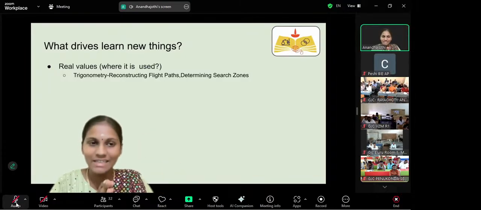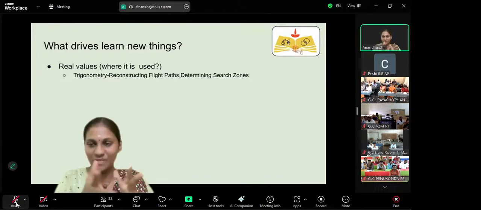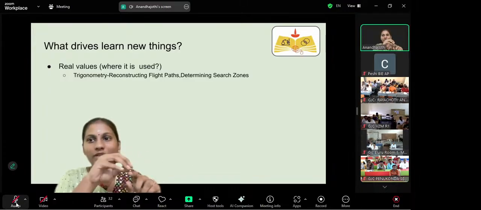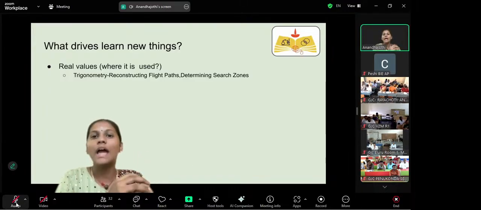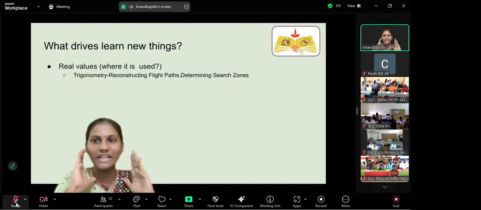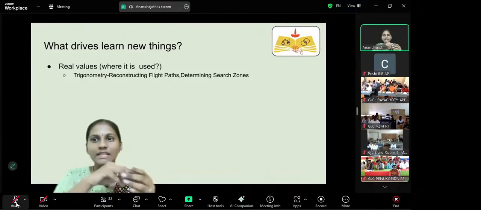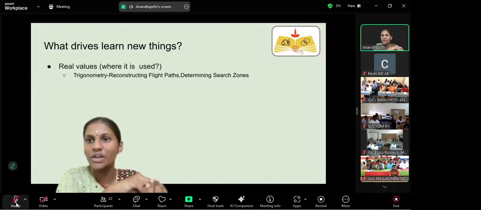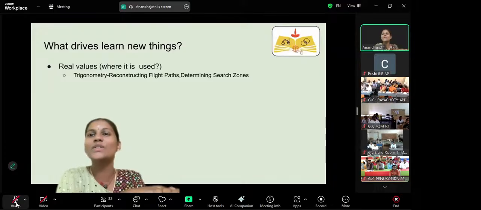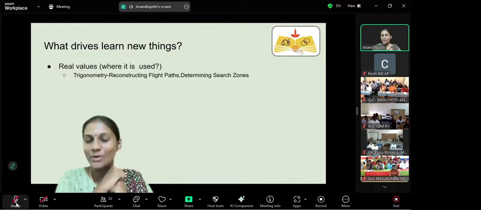So when a flight is missed or when the connection with a flight is lost, the first thing that comes to their mind is they should reconstruct the flight path. What are the possibilities where the flight may go? And if the connection can't be retrieved, they will determine search zones so that they can search for the flight in a particular zone. To find the particular zones, trigonometry plays a major role.